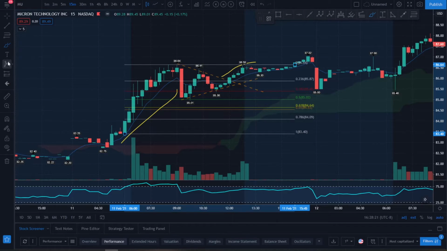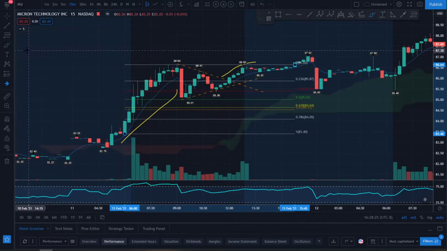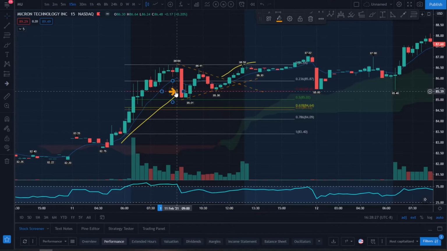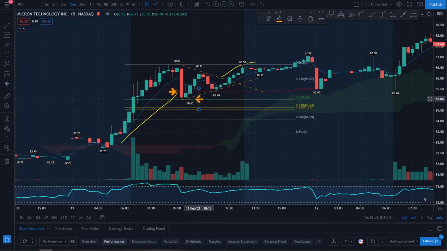For example, let's say I was planning to play this Micron play. So what I would do is I would perhaps have my initial entry at the 0.382, and as it drops lower, I may add a second entry around this range at the 0.5, and I would set my stop right here at the 0.618, which is around the 84.50 range, and I'm going to let this play out. So with this, you have a very clear, definite stop level.